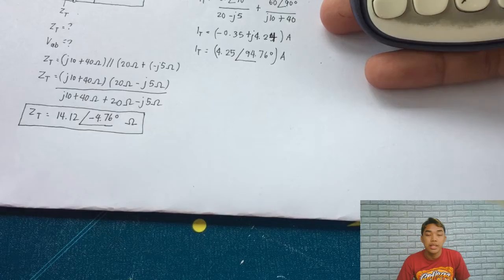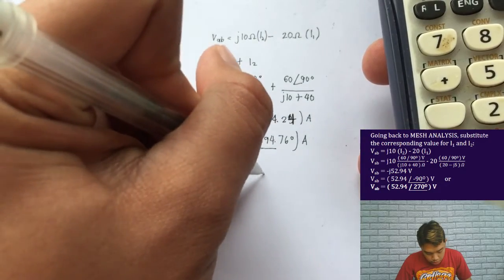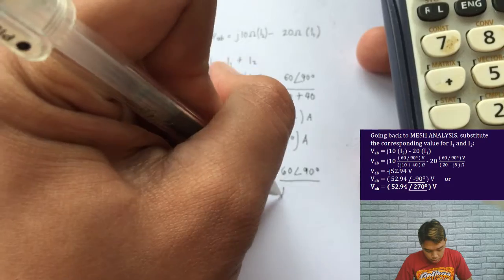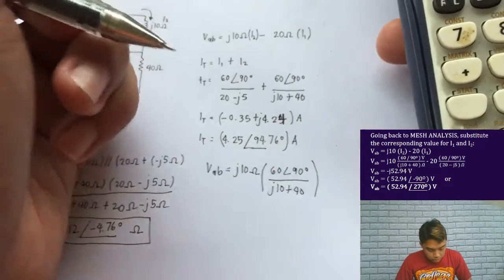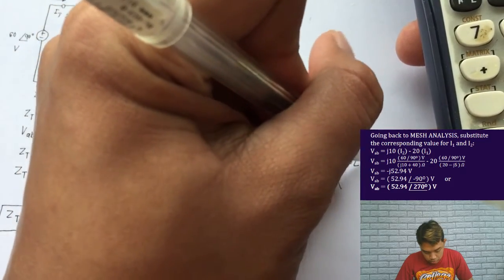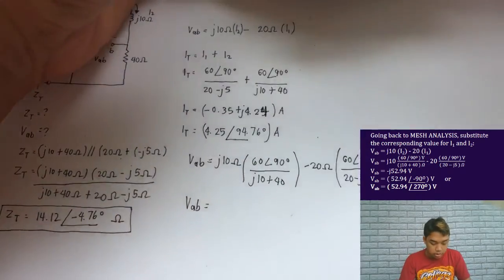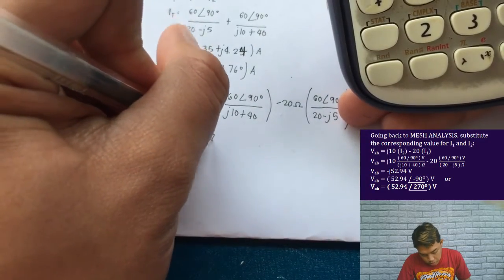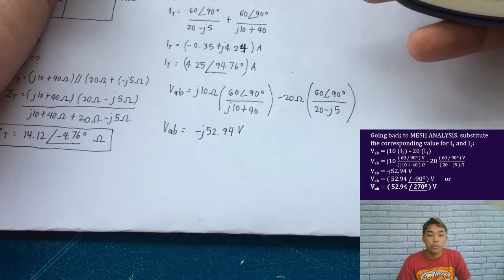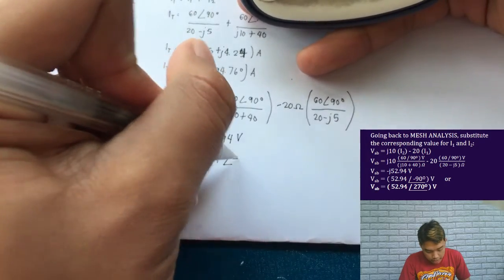Going back to mesh analysis, we will now substitute the corresponding values for I1 and I2. VAB is equal to j10 ohms times our I2, which is this part, minus 20 times I1, which is this part. Proceeding, we will get a rectangular form of negative j52.94 volts. To convert it into polar form, we will get 52.94 at an angle of negative 90 degrees.